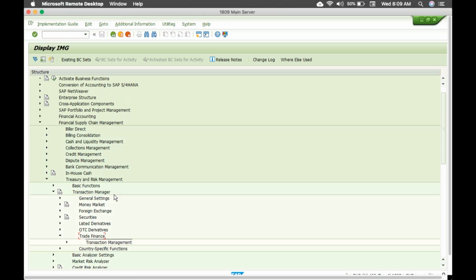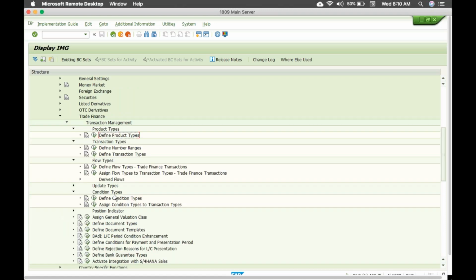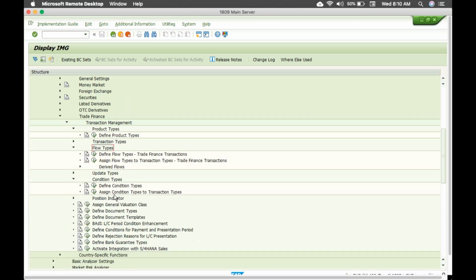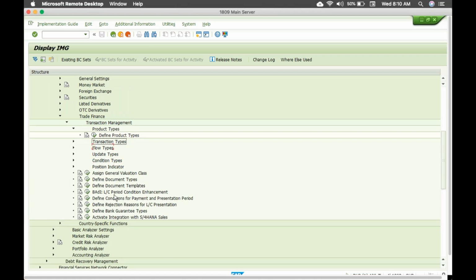Come to trade finance. Okay. So here we can see product types. So normally, if we talk about money market, we have money market products, such as fixed term deposit, commercial paper, certificate of deposits like this. When you come across with the foreign exchange, there is no specific product types. So directly we are going to update this and transaction types. So investment, borrowing, so like this we have seen.